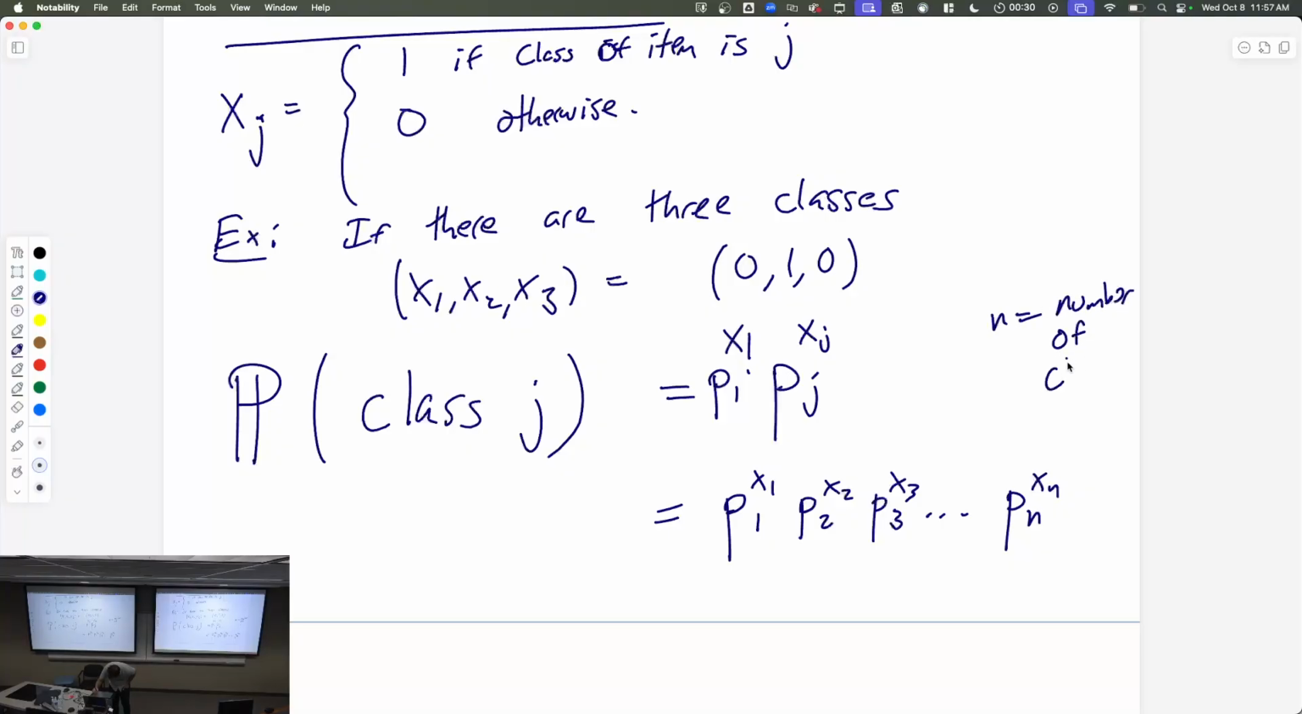I guess I called that k. Let me rewrite it as k to match the question we had before: pk to the xk. K is the number of classes.